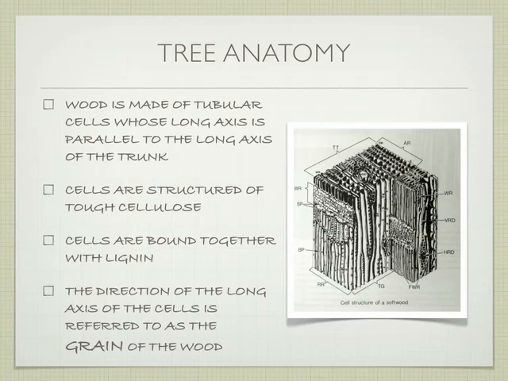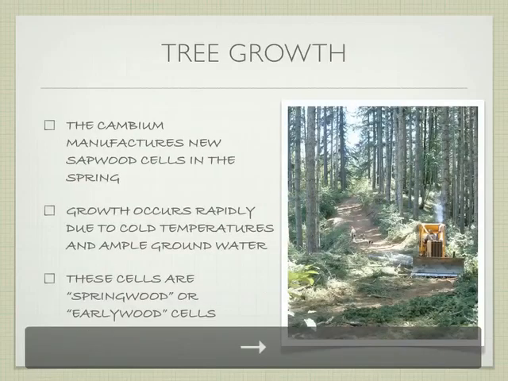So basically, a tree is made of tubular cells whose long axis runs parallel with the trunk of the tree, so the cells are running up the height of the tree. The cells are structured of a really tough cellulose, and the cells are bound together with this thing called lignin, which is always difficult to say. The direction of the long axis of the cells is referred to as the grain of the wood. If you look carefully at the samples that I pass around, you'll be able to see that.